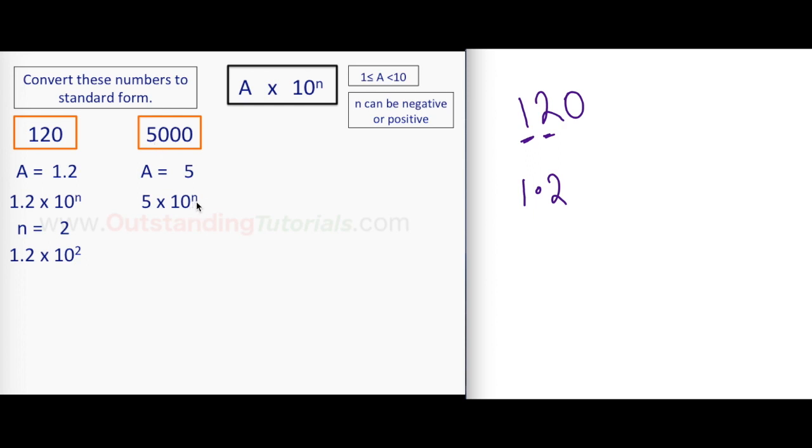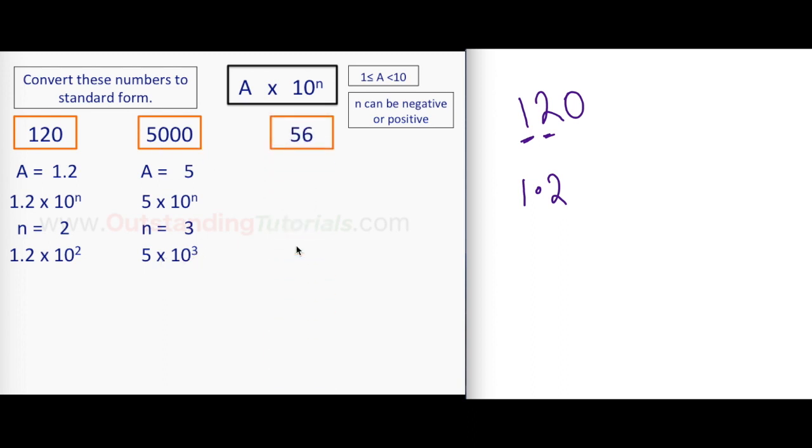That means this power must be n is equal to 3 because I'm moving 3 places to get from 5 to 5,000. So the n would be equal to 3. That would be 5 times by 10 cubed. That's the same as 5,000.